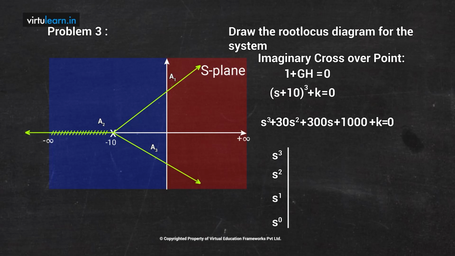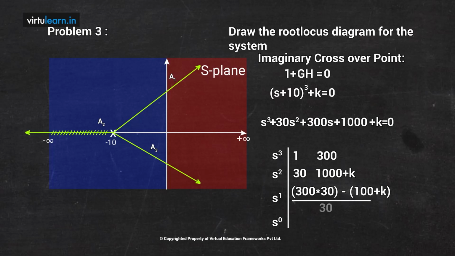You just fill the first two columns from the characteristic equation: 1, and we have 30, and we have 300, 1000 plus K. Then what will be the calculation of s power 1? That is, you have 30 into 300 minus (1000 plus K) into 1, divided by 30, and the other one is 0, and this will be carried forward here. So this is going to be 1000 plus K.